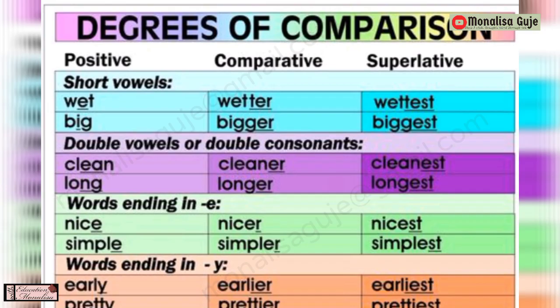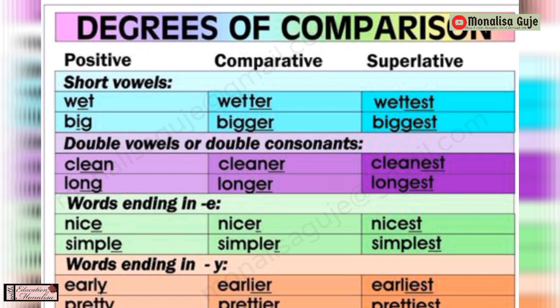Degrees of comparison. First, positive, comparative, and superlative. Wet, wetter, wettest. Big, bigger, biggest. Now, we had seen in the last class adjectives that whenever a vowel comes before the consonant, that is the second last, that time the last letter is doubled. So, we can see bigger and wetter is having double T, double G.